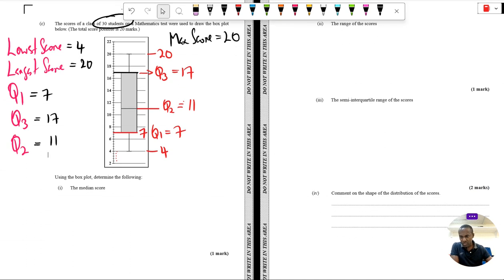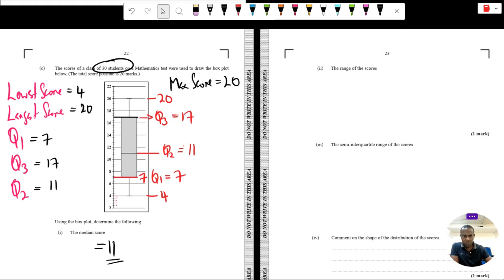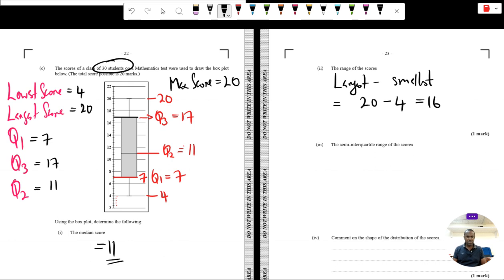So, looking at what they want us to determine now, based on what we actually obtained from the box and whisker plot, the median score is equal to 11. That is a median score, right? Now, the range of the scores. The range of the score is, of course, the largest minus the smallest. And so this gives us 20 minus 4, which is equal to 16, right?